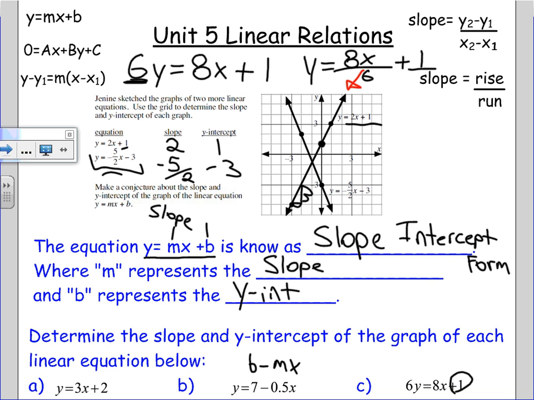So now, what is your y-intercept, Matthew? 1 over 6. And your slope is what? 8 over 6. Perfect. You just gotta do algebra to get rid of the 6. You got to get rid of that 6 because our form has to be y equals, not 6y equals.